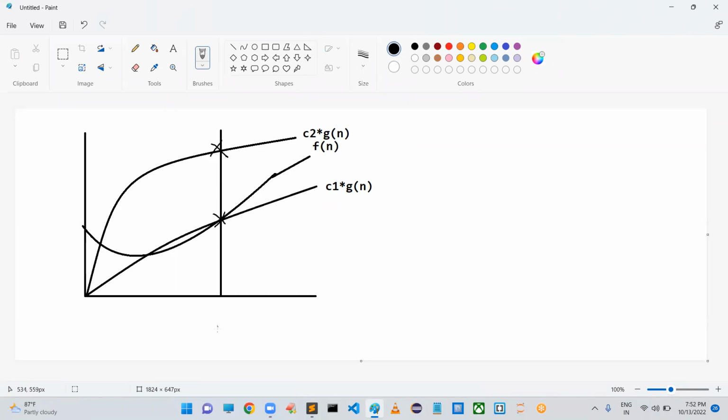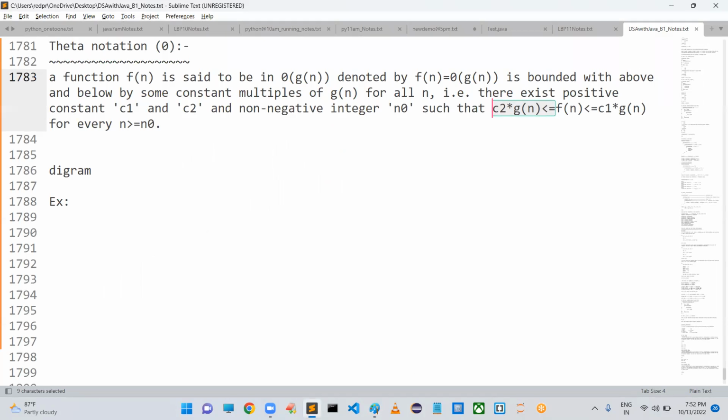But once that constant value is reached, f of n should always be in between c2 into g of n and c1 into g of n: less than c2 into g of n, greater than c1 into g of n. It should lie in between these. Let us take one example so that we can understand well.